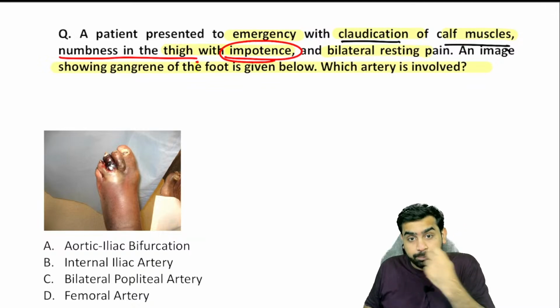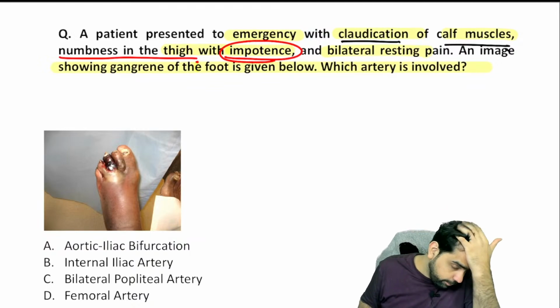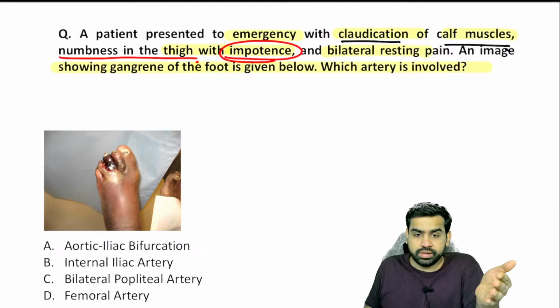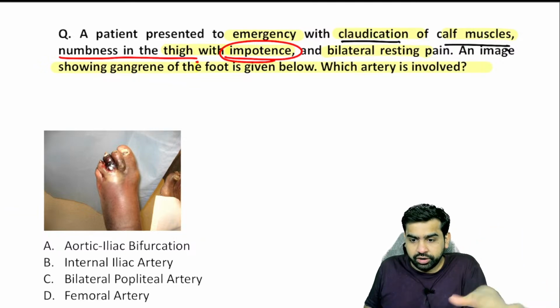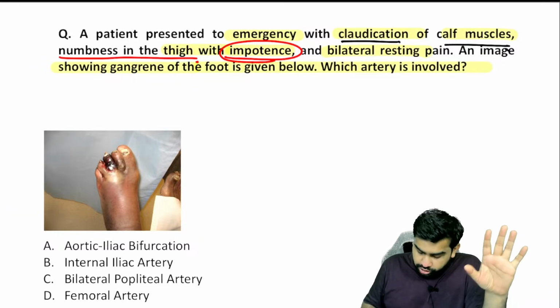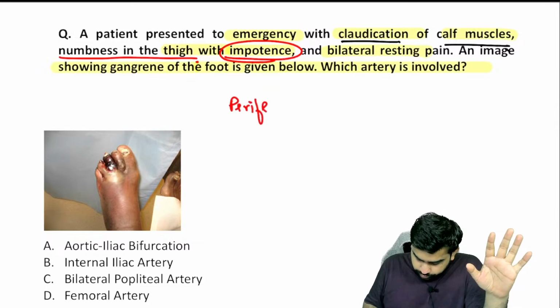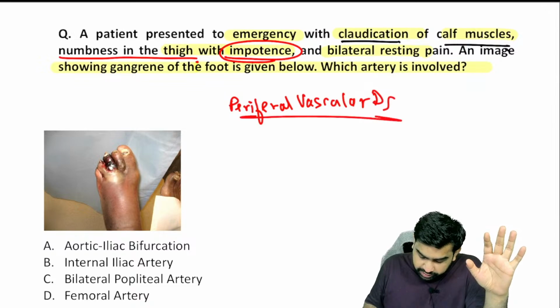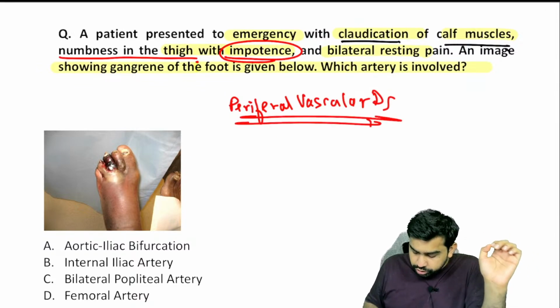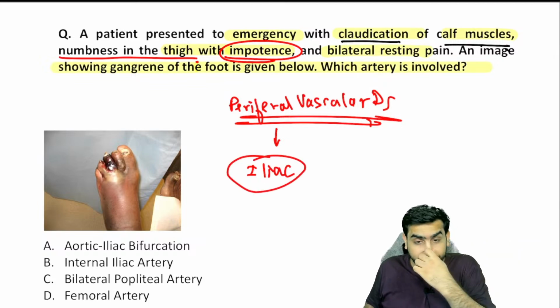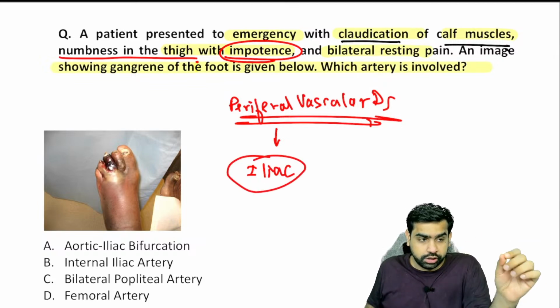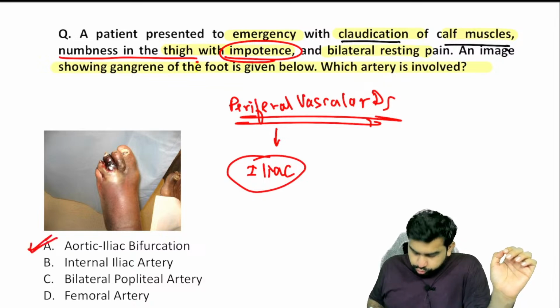Whenever there is impotence, why will the impotence occur? Because the blood supply to the penis, from the internal pudendal artery, is basically reduced. So whenever you have impotence in patients with peripheral vascular disease, you should feel that there is an involvement of an iliac vessel. So iliac vessels are involved over here. You understand my point? That is an aorto-iliac bifurcation.